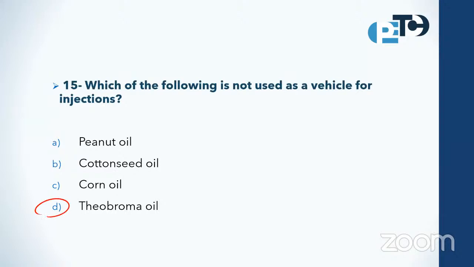Suppositories. Why? Theobromine oil is the other name of cocoa butter. Cocoa butter is solid at room temperature and melts in the body. So it's not applicable to use a solid in preparation of injection. Therefore, theobromine oil is not used, while the others can be used as a vehicle for injection.